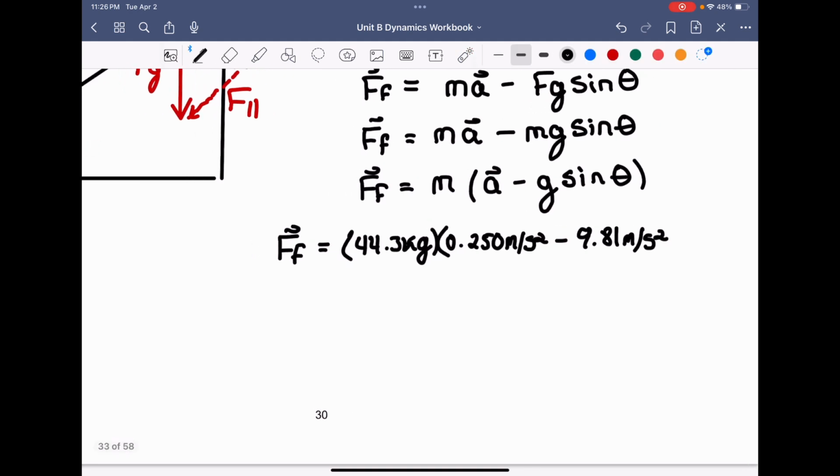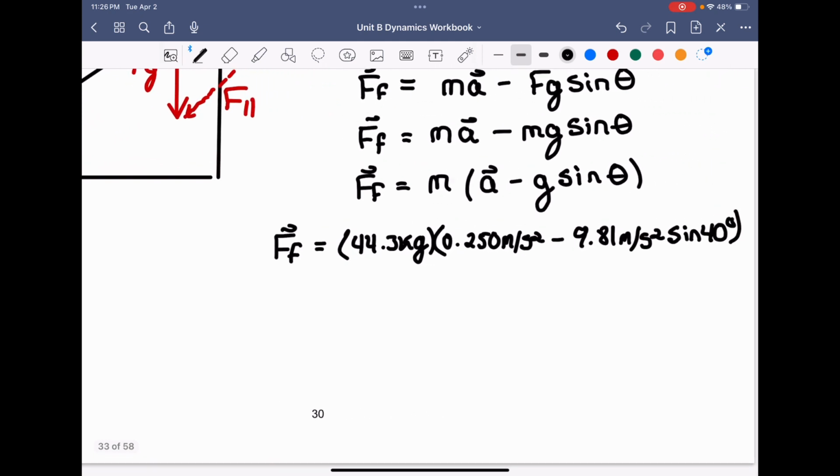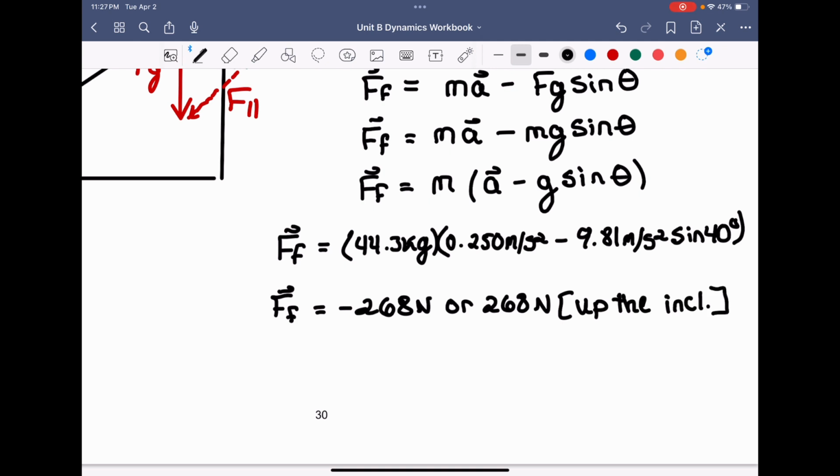And then in terms of this, I'm going to hope I have enough room here. We're going to put in sine of 40 degrees here. There we go. Close the bracket. And I just want to double check that's 40 degrees, which it is. Great. Now, therefore, we get a force of friction equal to, from our magnitudes here, negative 268 newtons, which we could also say is 268 newtons up the incline. So I'll just short form it as up the incline like that, just like I did in the previous problem. So either answer would be totally acceptable.